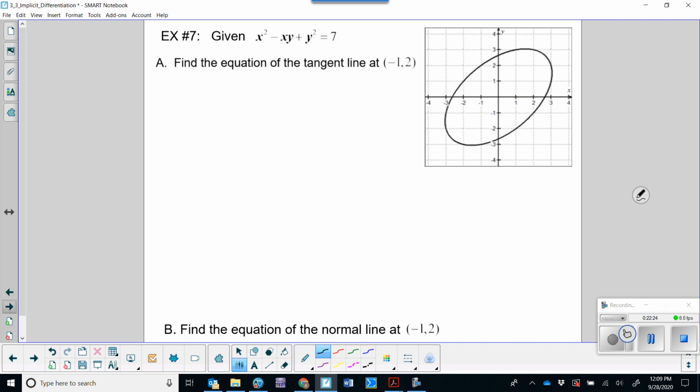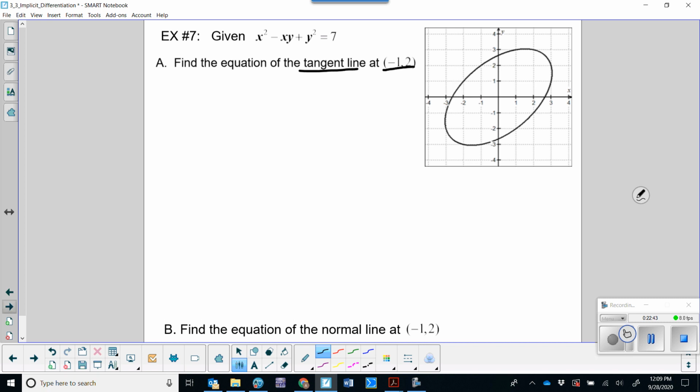I need slope and I need a point. Well, they gave me the point. It's a tangent line, so the slope is found by the derivative. And by that, we mean dy dx. So you have to solve for dy dx, okay? So we're going to do this derivative left to right as we see it.